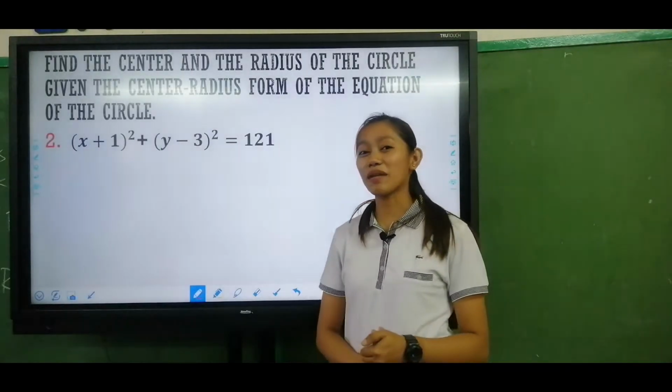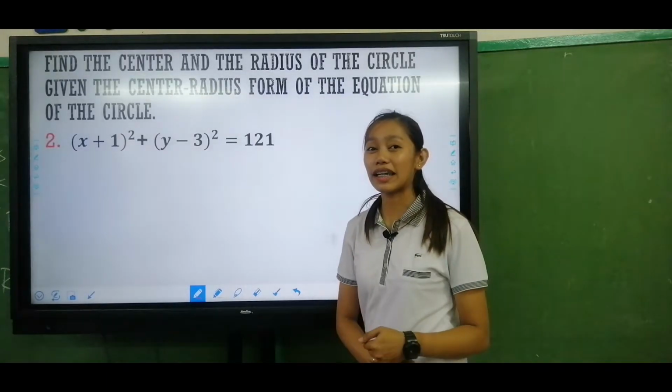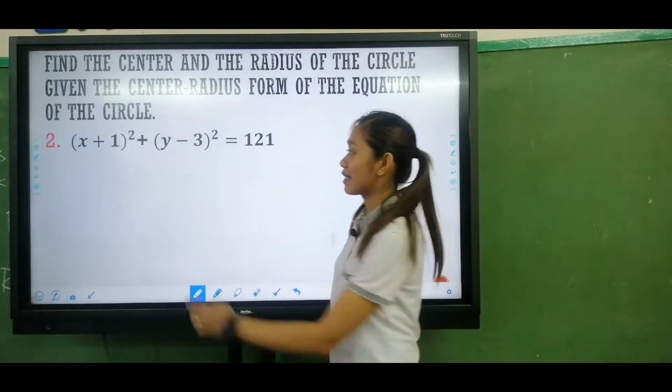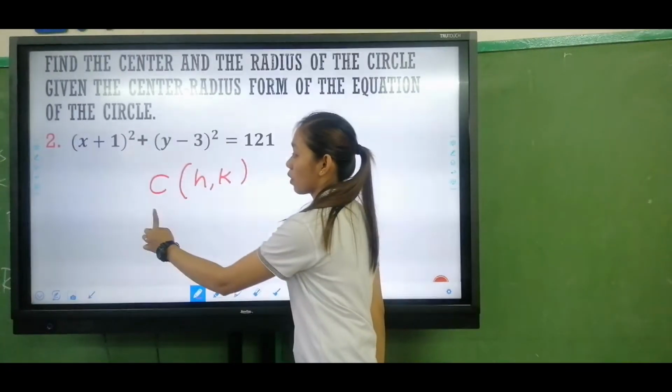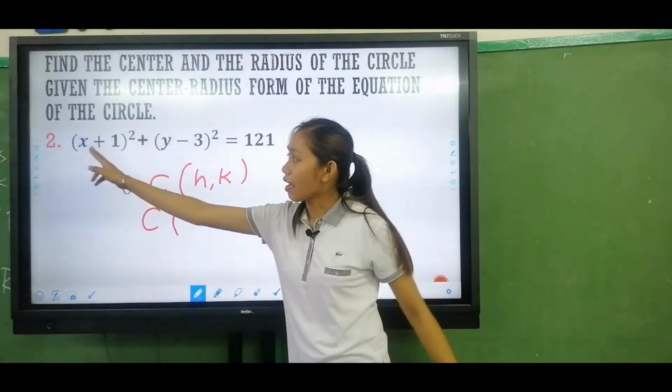Example number 2. (x + 1)² + (y - 3)² = 121. Find the center. So C(h, k). So our center is x plus 1.